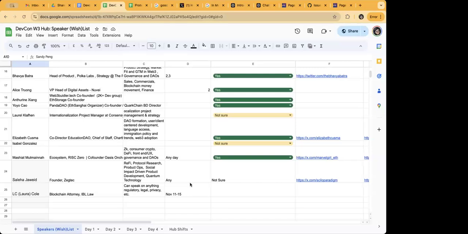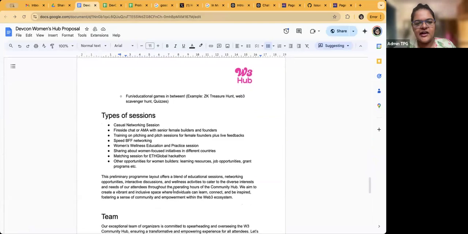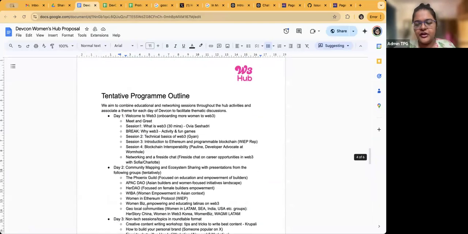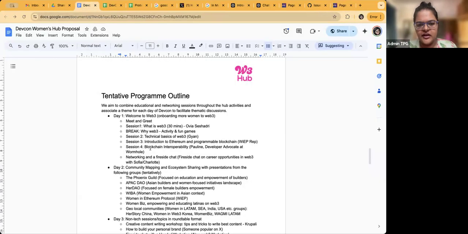The Google Doc you were just looking at before this. Oh, you mean this one? Ah, okay. This is the doc which we used to actually populate the content onto the hub page initially when we put up the hub. Like when we put up the hub proposal on the DevCon forum, we used this information to put up the details of the hub here.